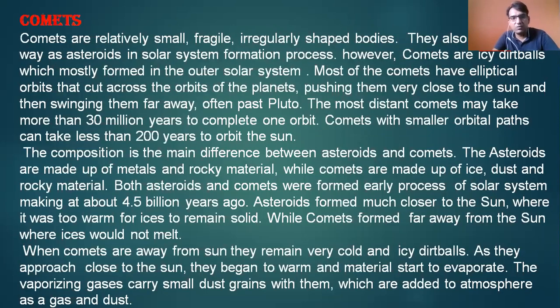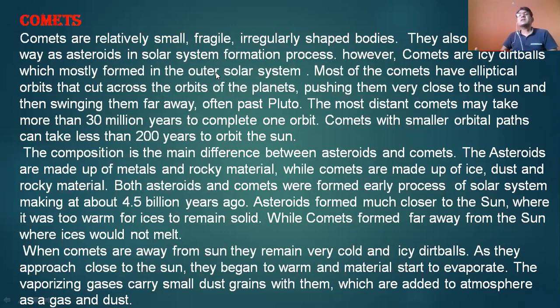Now we are coming to the comets. आपने asteroids पढ़ लिया. Now we are coming to the comets, they are similar. The comets are relatively small, fragile, irregular shaped bodies. They were also left over in the process of the solar system when the solar system was in its initial state. It was in a making process. The similar comets were also left over.